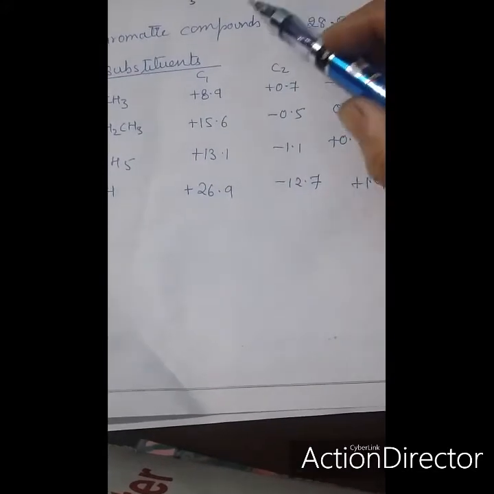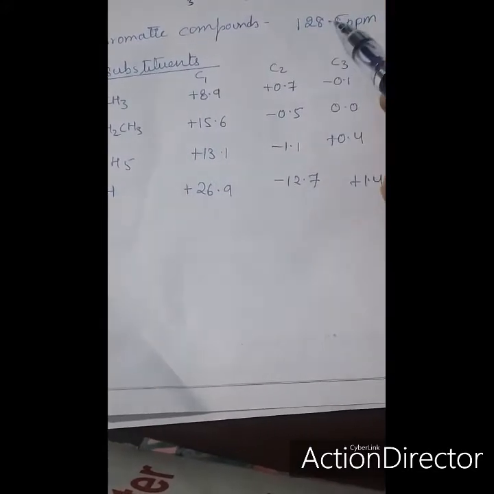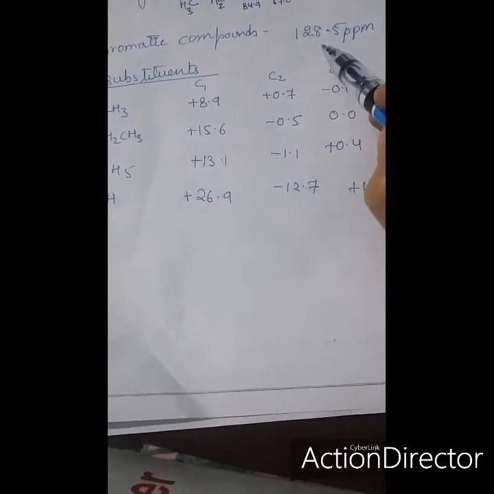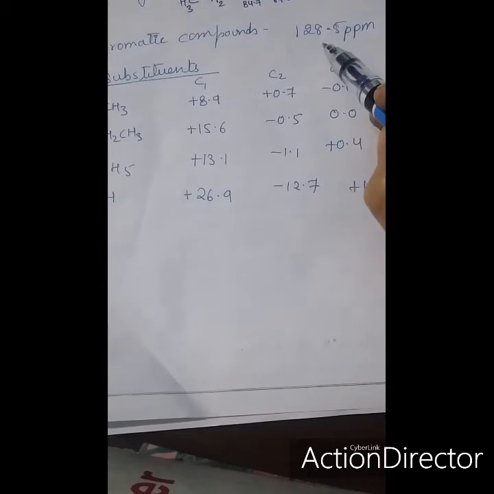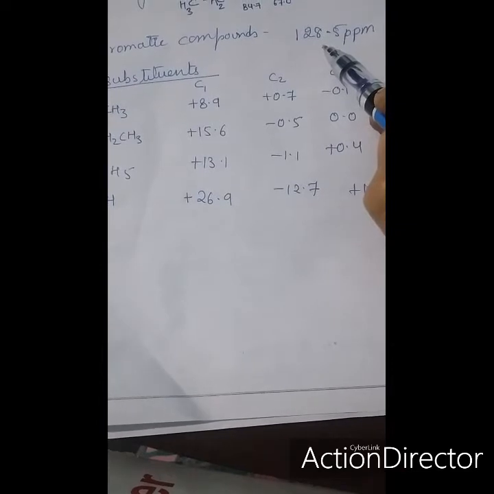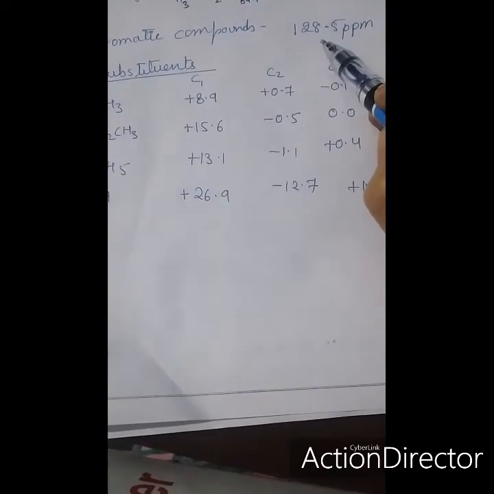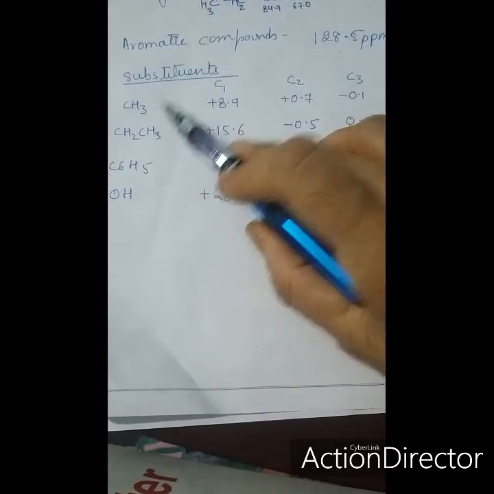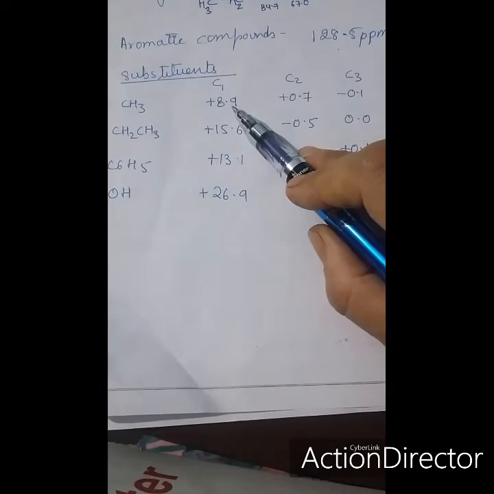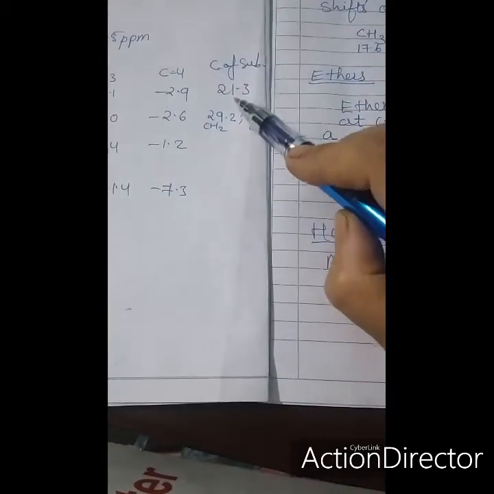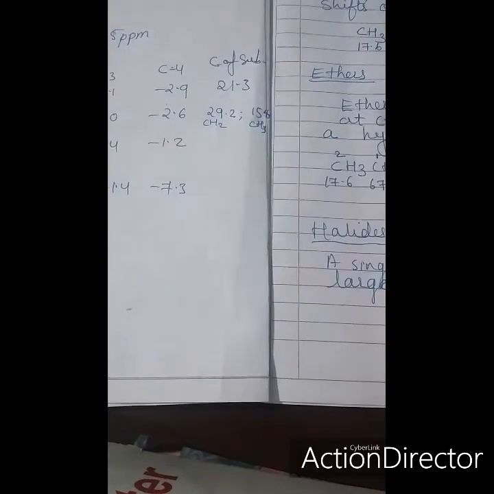Now let us talk about the chemical shift value of the aromatic compounds. The benzene carbon atom absorbs at 128.5. So this is the base value, and besides this you will be adding the substituents. Now different substituents will have different values. Like methyl substituent, if you are taking, at C1 the value will be 8.9, C2 0.7, C3 0.1, C4 minus 2.9, and carbon of the substituent will have the value 21.3.